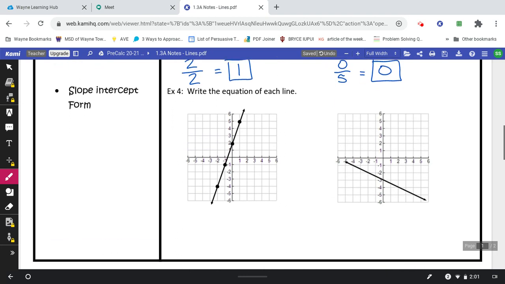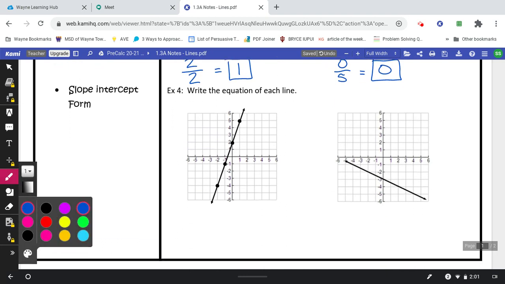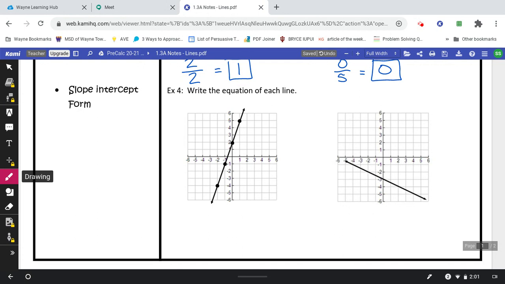Now we move on to writing the equation of the line. When we write the equation of the line, we're going to write it in slope-intercept form. It's going to look like y equals mx plus b. We know that our m is our slope and b is our y-intercept.